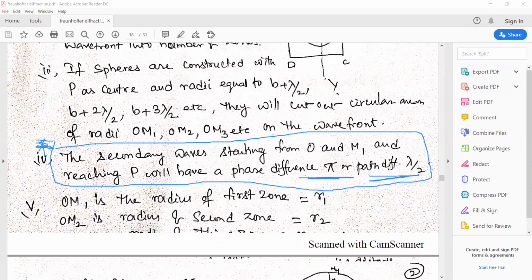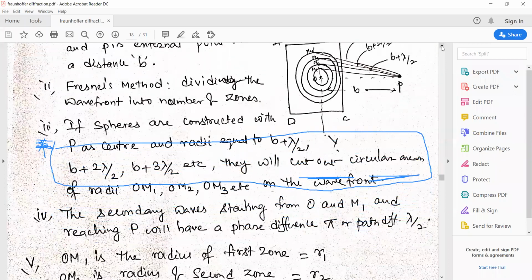Now in this I want to find what is the radius of the first zone. You see here the OM1 is the radius of the first half period zone. Similarly, OM2, the second circle, OM2 is the radius of the second zone. OM3 from center to M3, third half period zone radius. OM4, similarly, OMN, there will be nth zone. I want to find the radius of the nth zone. So first I will find out the radius of the first zone.